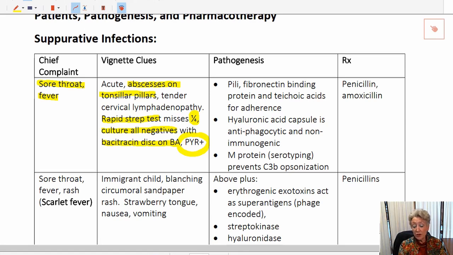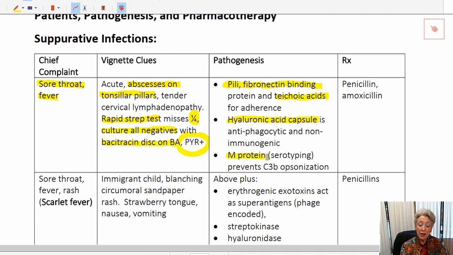Now, how is it causing disease? Well, it adheres with pili and a fibronectin-binding protein, teichoic acids, all of those things cause adherence. It has a non-immunogenic capsule, and it impedes phagocytosis.